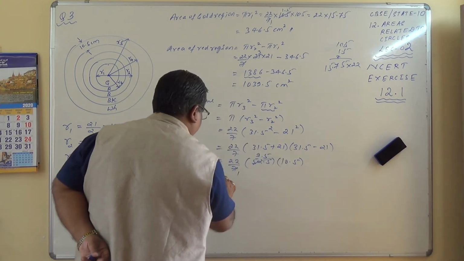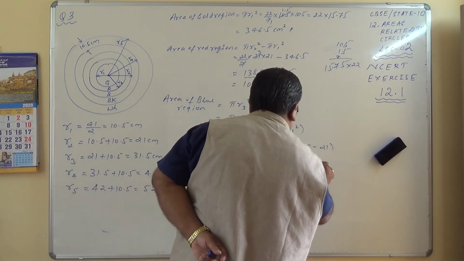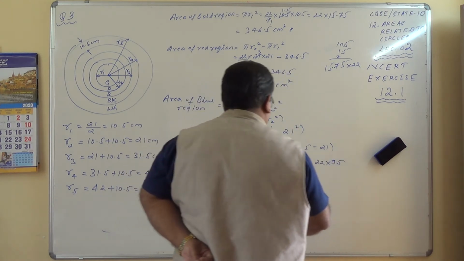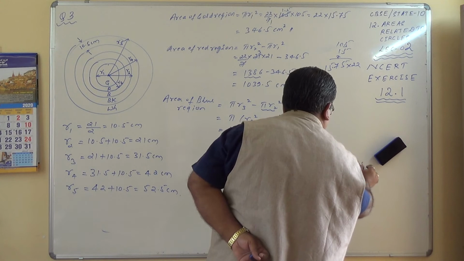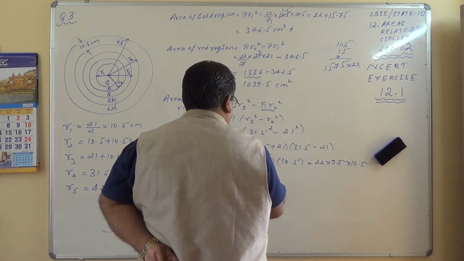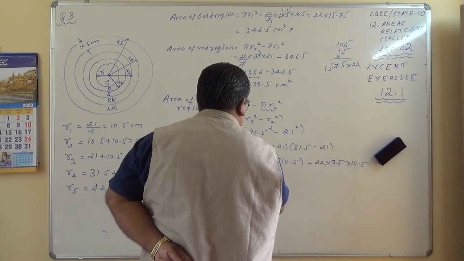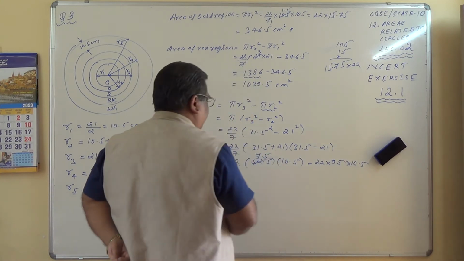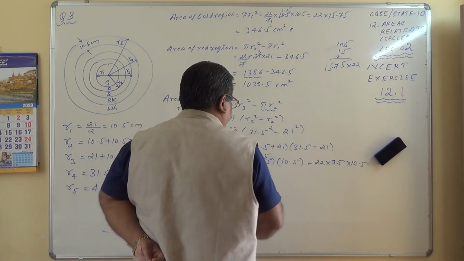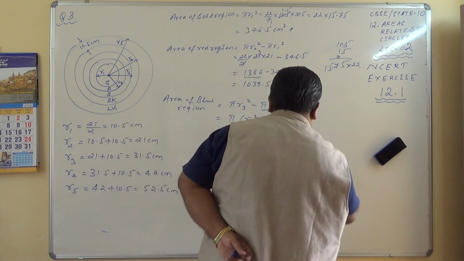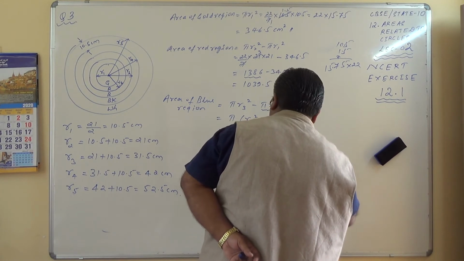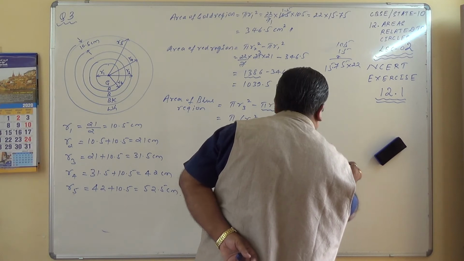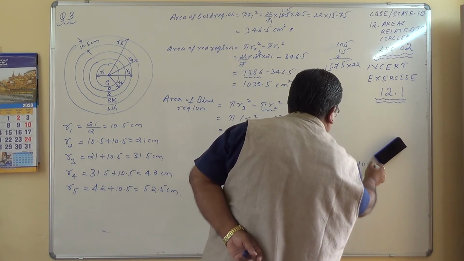42, which is equal to 22 into 9.5 into 10.5 into 10.5. 7 9s are 63, 8 7s are 56, 7 7s are 49, 3 remaining 35. 7.5 into, just a moment, 22 into 7.5 into 10.5.